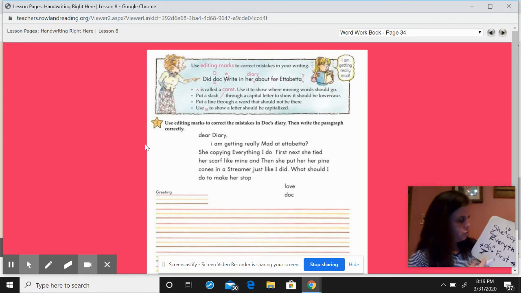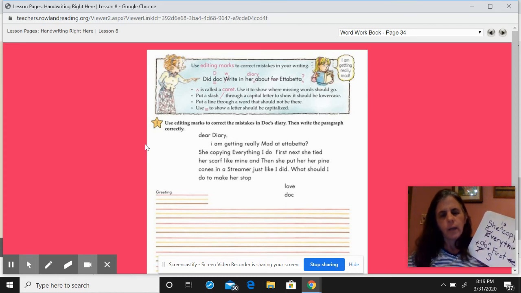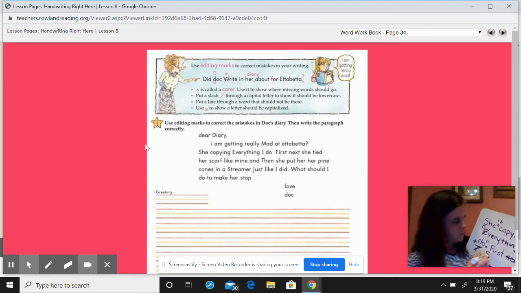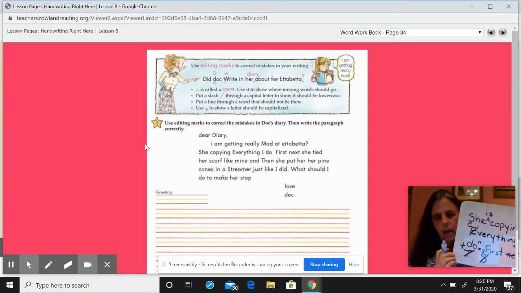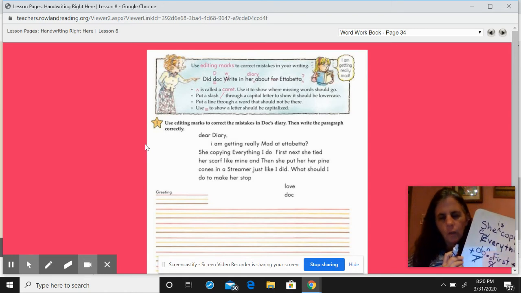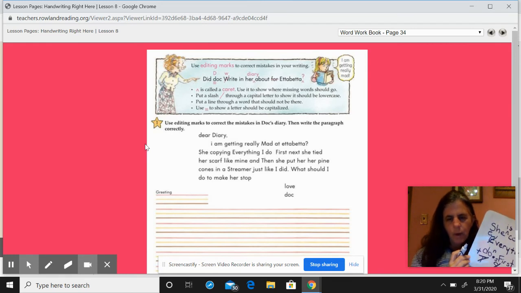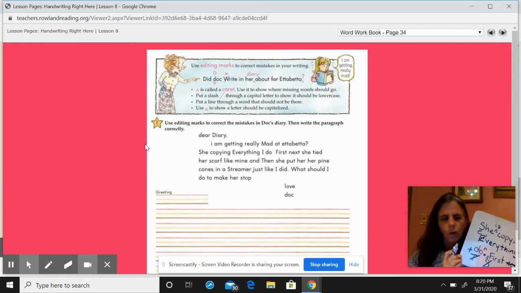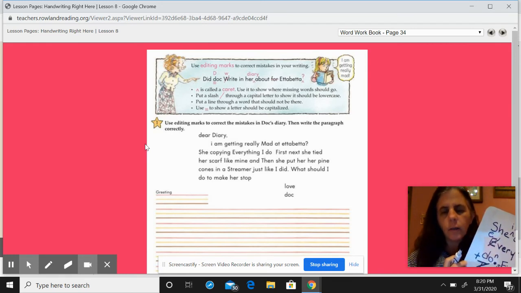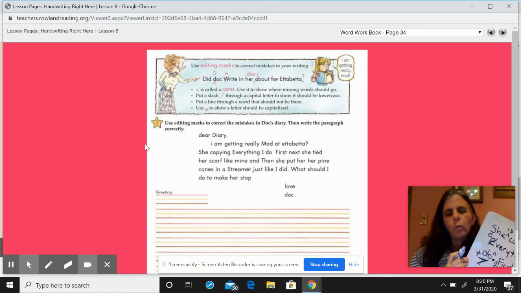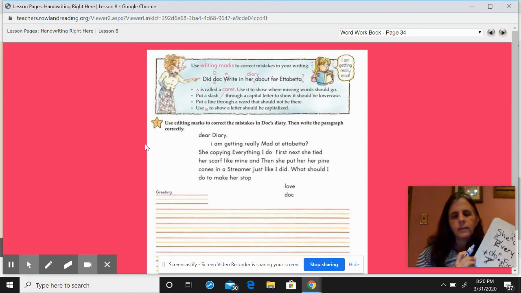Look at the word streamer. Silly, Doc. Put a capital S. So we want to put a slash line through it, and above it, put a lowercase s, just like I did. And then we have our period there. What should I do to make her stop? So there's only one error in that last sentence. What is it?